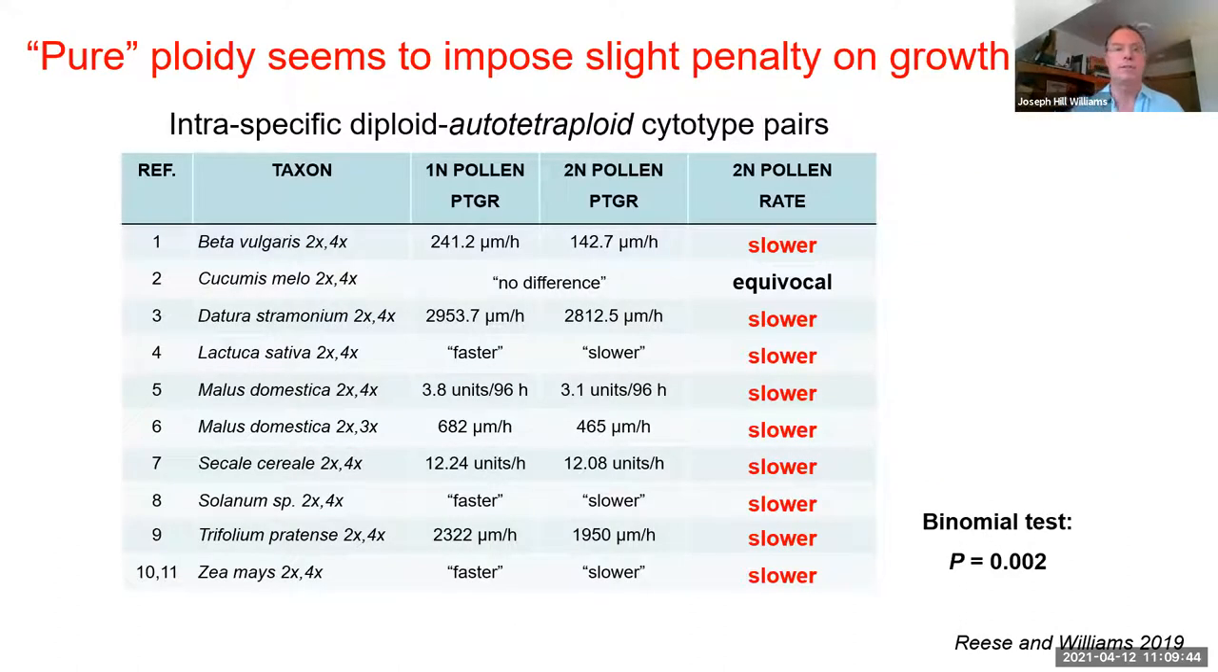We can look at polyploids now instead of just genome size. Obviously, you want to look at as close to whole genome duplication as you can. The effect of pure polyploidy would be the goal here. And the closest you can get to that, perhaps, is intraspecific diploid autotetraploid cytotype pairs. There are not that many studies on that. But when you look at the studies that have compared pollen tube growth rates between 1x and 2x, they're generally slower or the same. So there seems to be a slight penalty on growth at inception, just at the time of whole genome duplication.